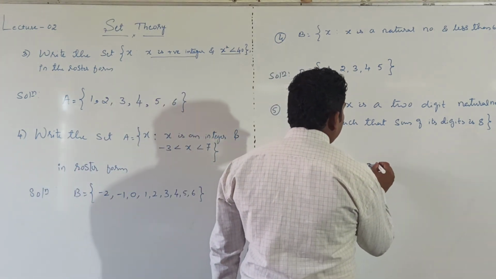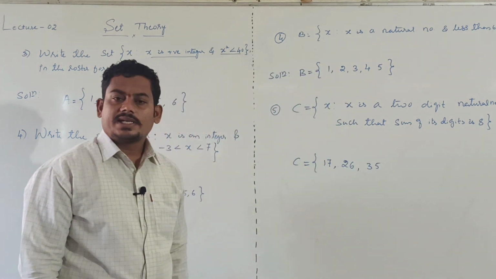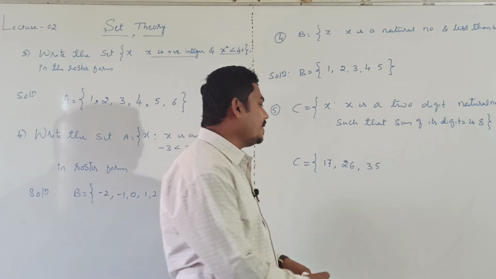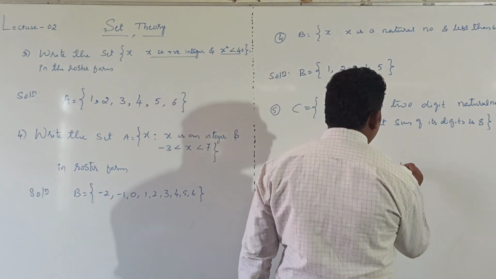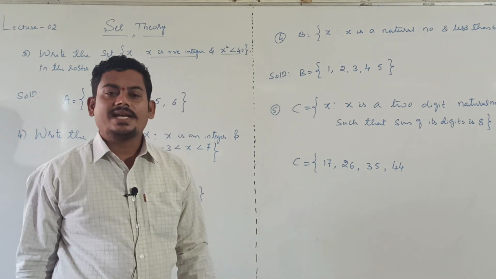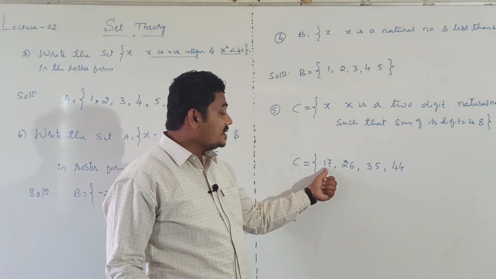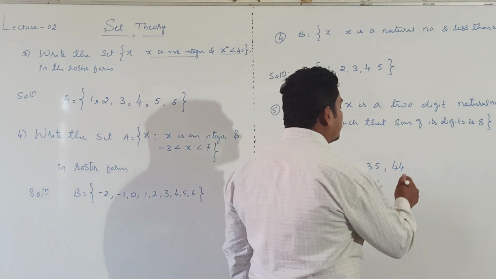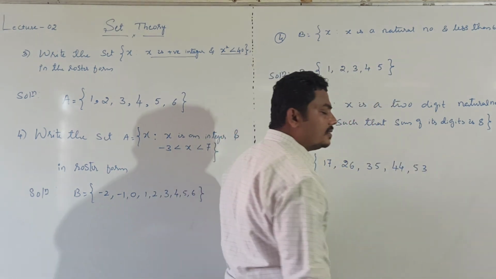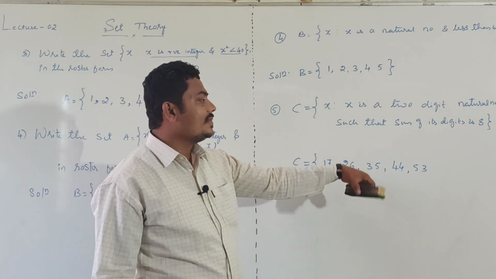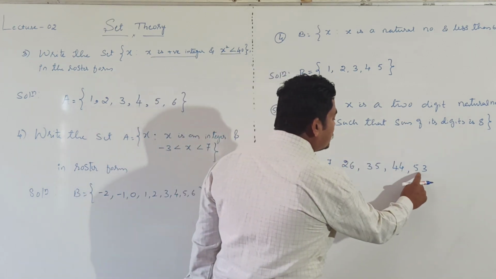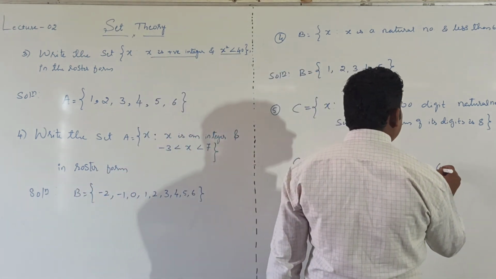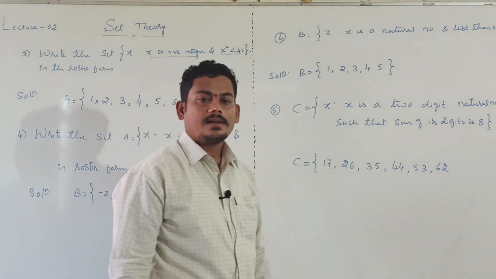Next, 35, clearly possible, because 3 plus 5 is 8 and it is 2-digited. Next 44, it is a 2-digit natural number and the sum of the digits, 4 plus 4, is 8. Next 53, a 2-digit natural number and the sum of the digits is 8. If you add these two digits, it should be equal to 8. Next 62, it is possible.